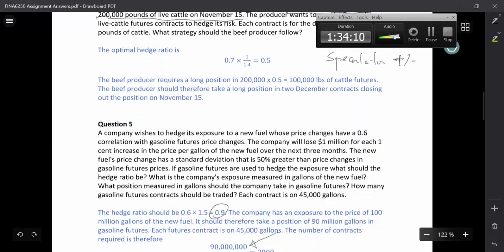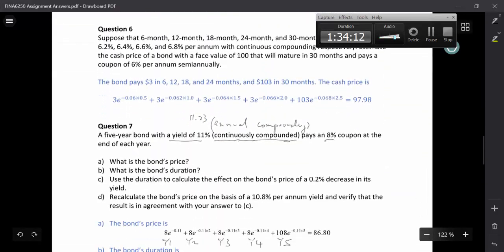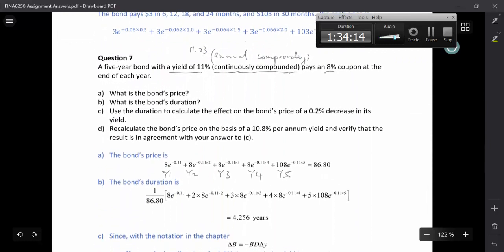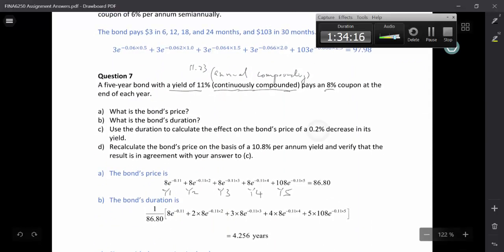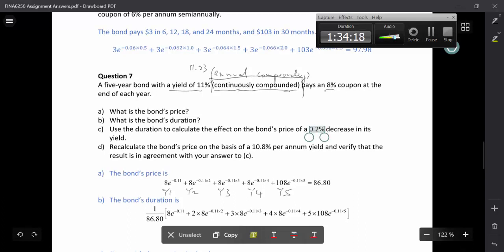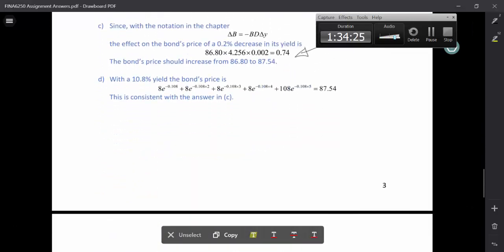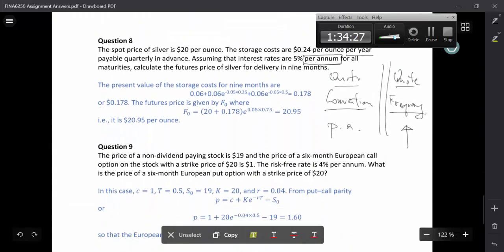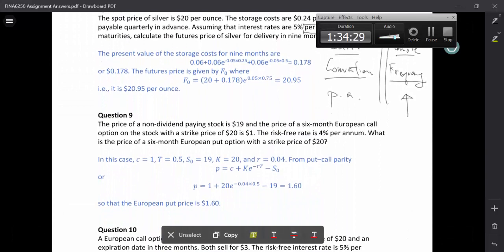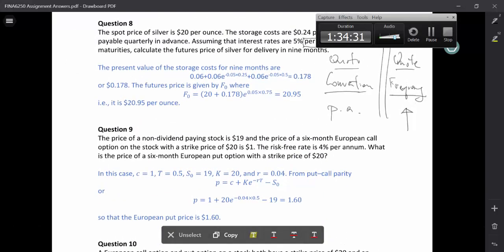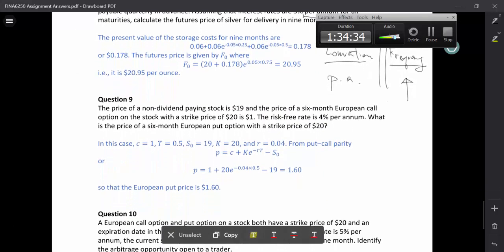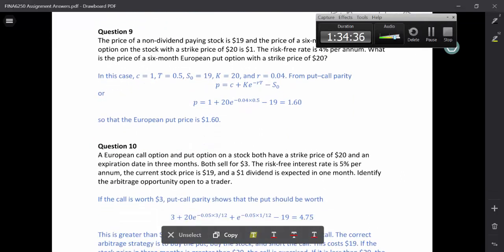Whereas for something like question 6 or 7, when it is so obvious they are trying to test your knowledge on this, then you have to use the exponential function. Okay. I think the others are simple. So 9 and 10 is just put-call parity. This is the formula to use. Okay.